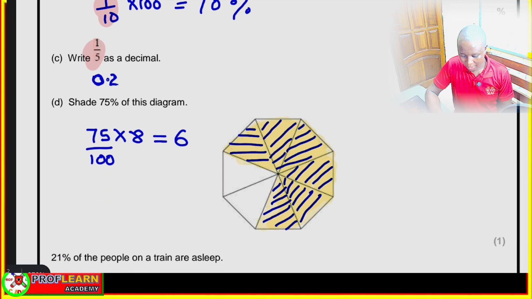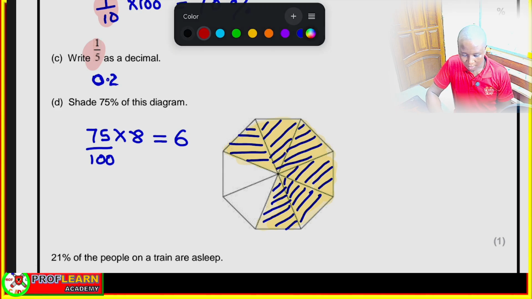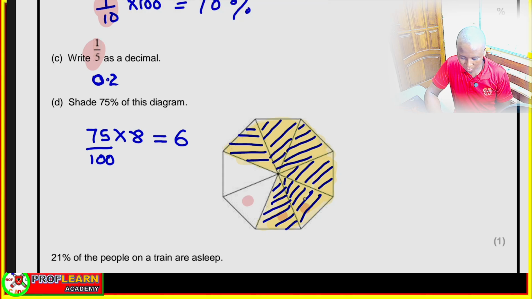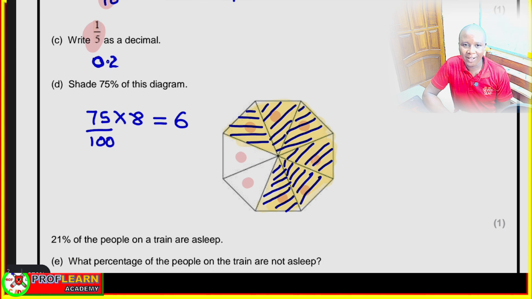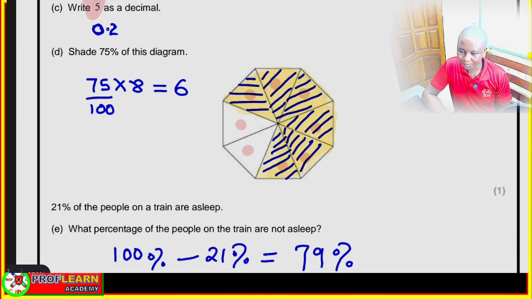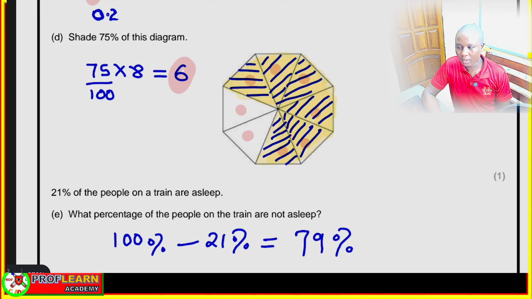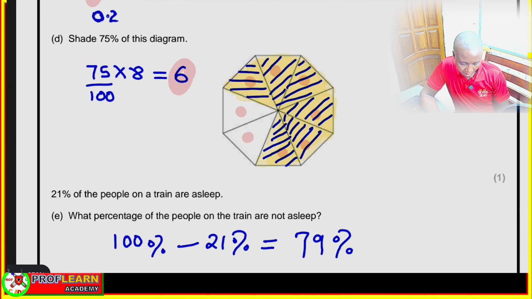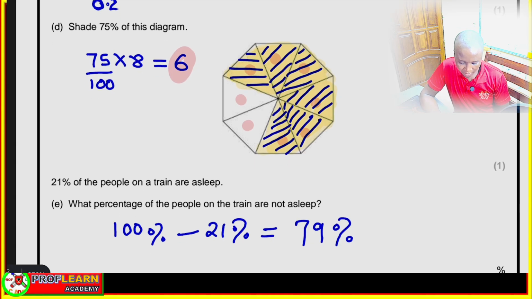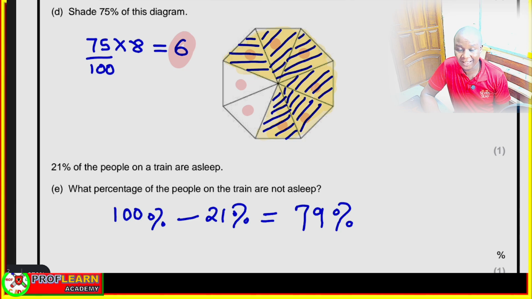You're told to shade 75% of the diagram. So what I did, I counted how many parts of this we have. We have 8 parts: 1, 2, 3, 4, 5, 6, 7, 8. Now with this 8, I worked out 75% of that, and I got 6. So I shaded 6 sections of that polygon, so that I could get the part that's going to give us 75%.